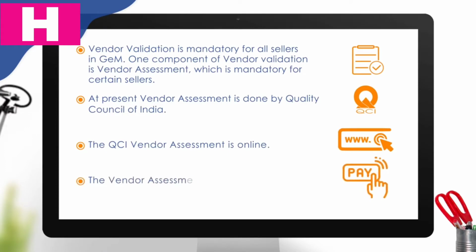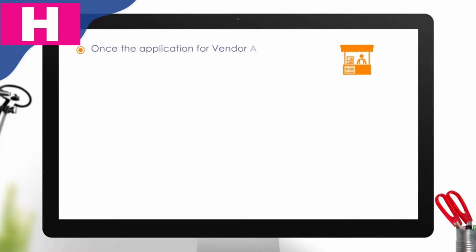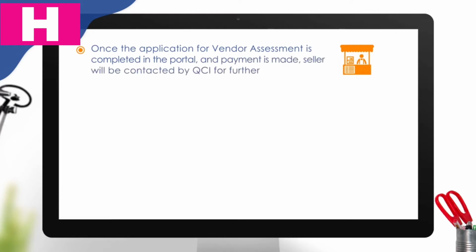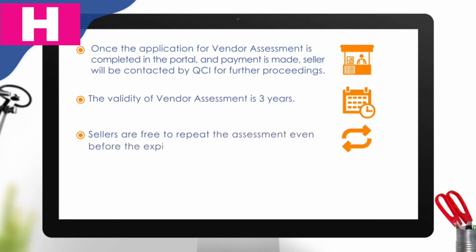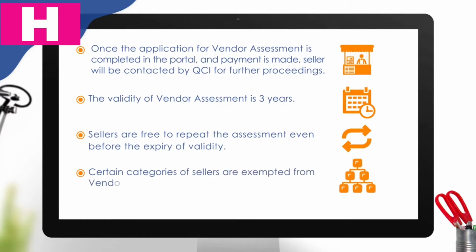The vendor assessment fee, as published, has to be paid directly to QCI. Once the application for vendor assessment is completed in the portal and payment is made, the seller will be contacted by QCI for further proceedings. The validity of vendor assessment is 3 years. Sellers are free to repeat the assessment even before the expiry of validity. Certain categories of sellers are exempted from vendor assessment. Application for exemption can be made in the portal.